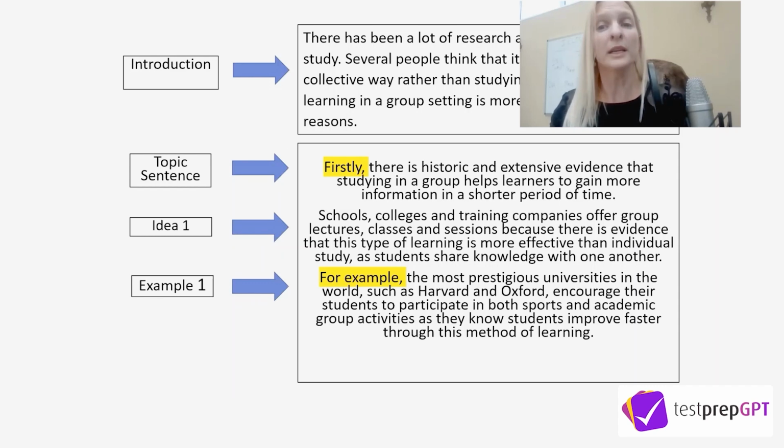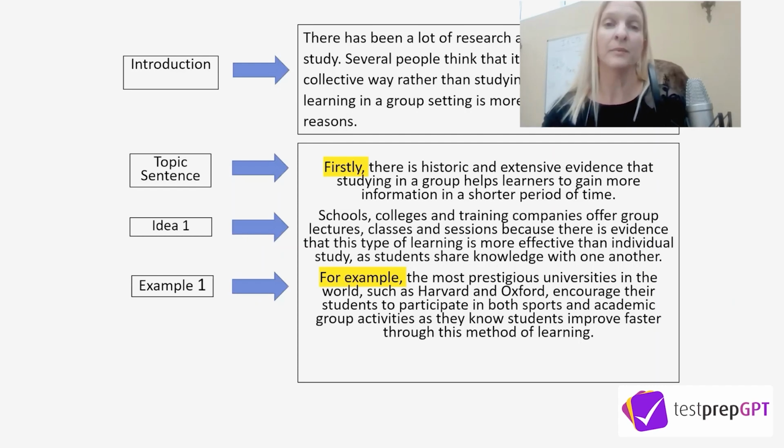Okay, so topic sentence. Firstly, there is historic and extensive evidence that studying in a group helps learners to gain more information in a shorter period of time. Idea 1. Schools, colleges, and training companies offer group lectures, classes, and sessions because there is evidence that this type of learning is more effective than individual study, as students share knowledge with one another. And now my example. For example, the most prestigious universities in the world, such as Harvard and Oxford, encourage their students to participate in both sports and academic group activities, as they know students improve faster through this method of learning.